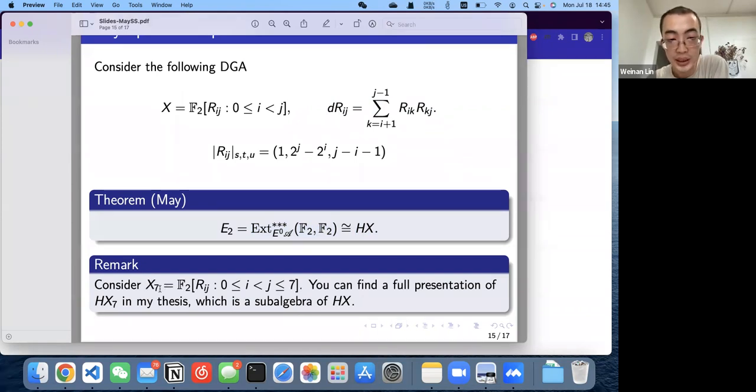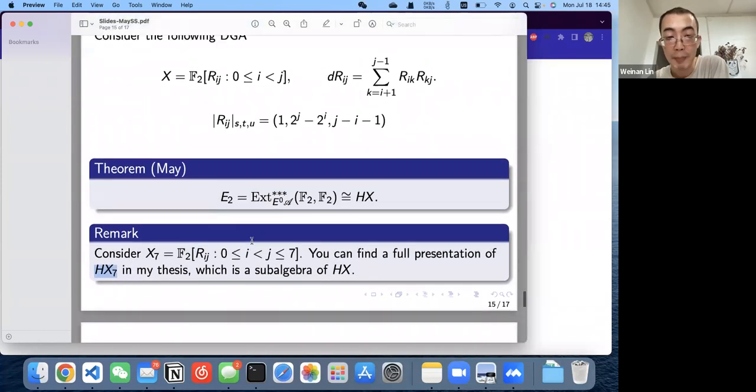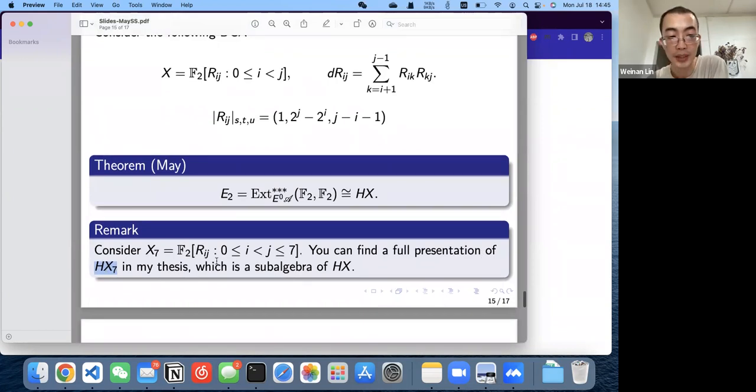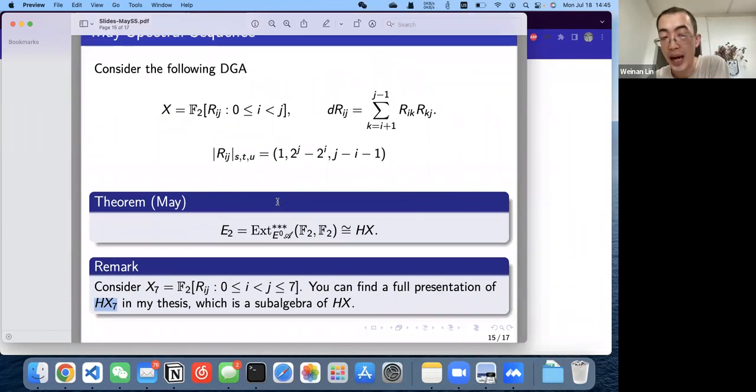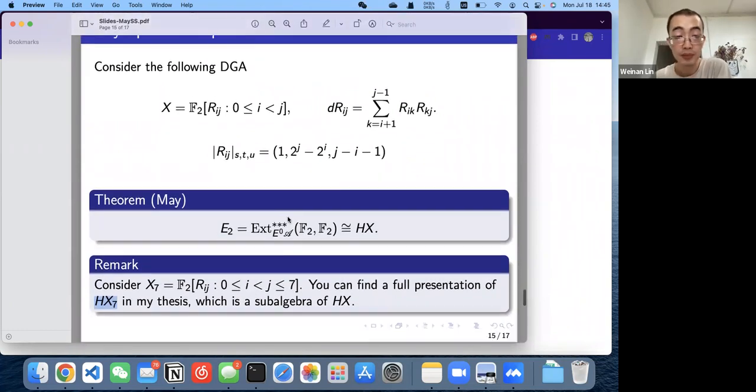So we consider a sub DGA. This sub DGA is generated by Rij up to index 7. It's actually a very big subalgebra, and the homology of this subalgebra is isomorphic to the whole E2 page in a large range of lower stems. So they are the same, I think, in stems up to 285. So in some sense, it's very close to the E2 page. And it's a subalgebra, and in my thesis, you can find a full presentation of this subalgebra. And I'm able to compute this because I apply all these algorithms of Gröbner basis.